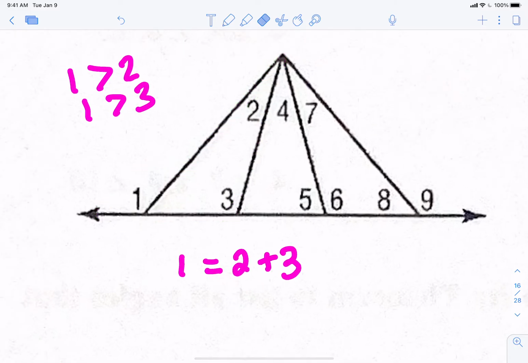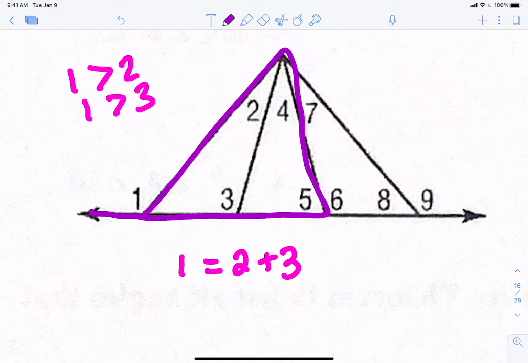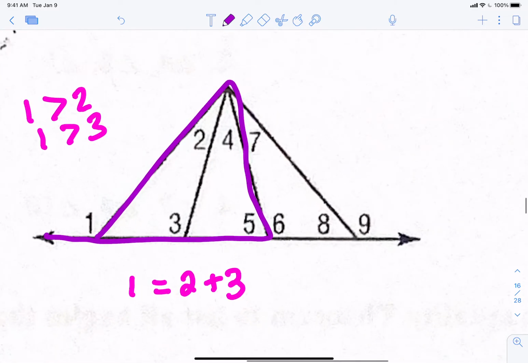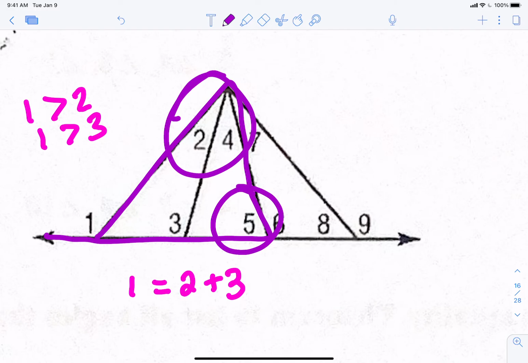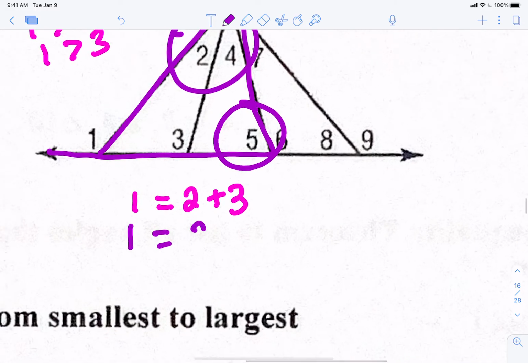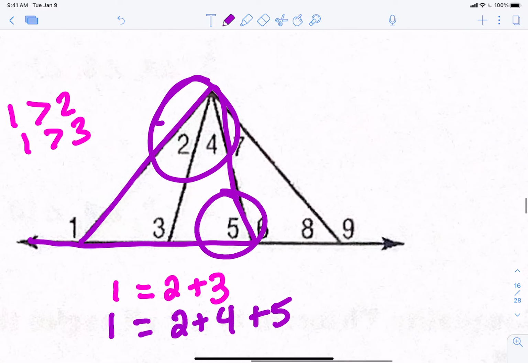Now, I'm going to do a different color. Angle 1 is also equal to 2 plus 4 plus 5. My purple one is the next section over. What two angles do I have to add together to make angle 1? 2 and 4, this one and this one. So angle 1 is equal to 2 plus 4 plus 5, so it's bigger than 4 and 5 also. 2, 3, 4, 5, 7, 8.